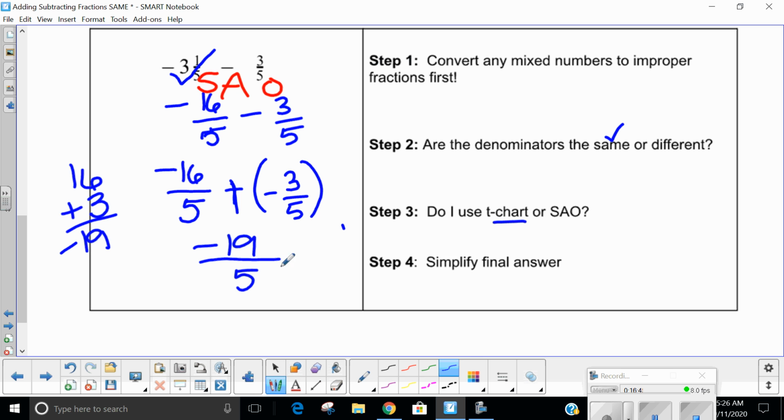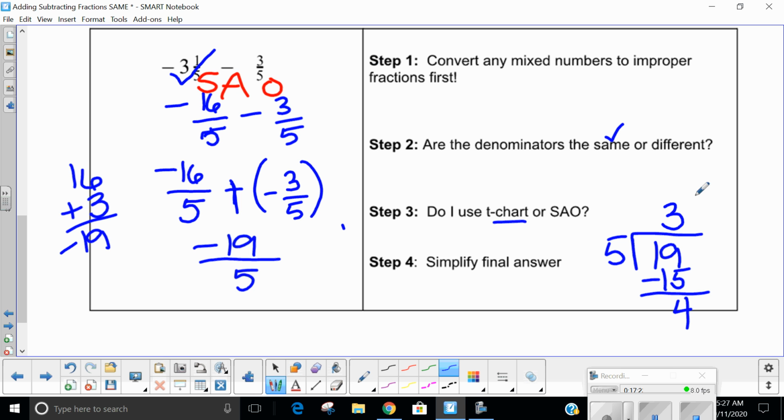But here I have to simplify. I cannot have an answer where I have an improper fraction where the numerator is larger than the denominator. So what we want to do is go ahead and divide that out. My answer has to be negative. So we're going to say 19 divided by 5. So 5 goes into 19. Let's see, 4 times 5 will be 20. That's too big. So we'll say 5 times 3 is 15. And 19 minus 15 is 4.